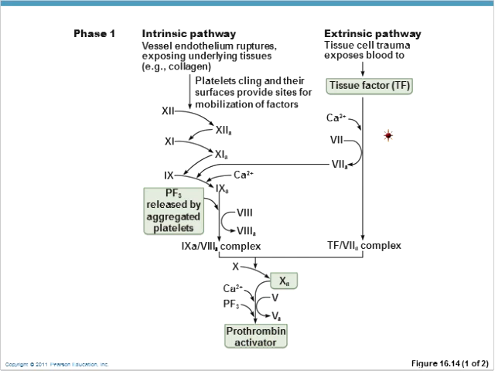In the extrinsic system, tissue cell trauma exposes the blood to tissue factor. That tissue factor, with calcium and factor 7 and 7A, forms a tissue factor and factor 7A complex that combines. So you can see that both these systems are very important, and we have anticoagulants, blood medications that stop the coagulation of blood. We have anticoagulants that work here and anticoagulants that work here.